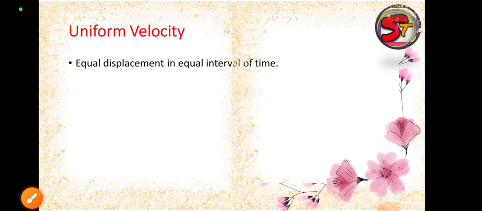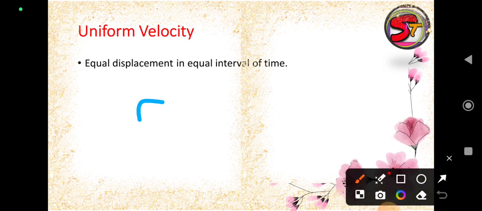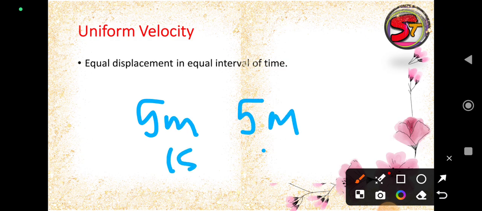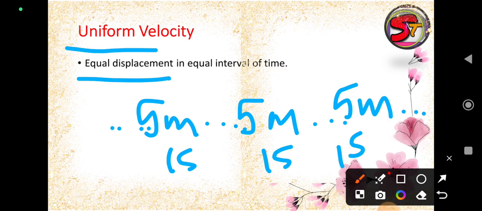Let us move towards uniform velocity. As we have seen, every second if the object is covering 5 meters, in 1 second 5 meters, here also in 1 second 5 meters, again in 1 second 5 meters. So whatever distance is covered by the object in equal intervals of time, equal displacement, that is nothing but uniform velocity, and in a particular one direction only. Understood? So this is all about uniform velocity.